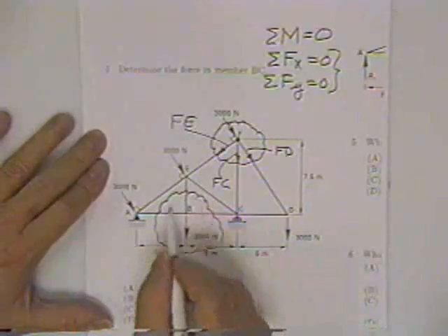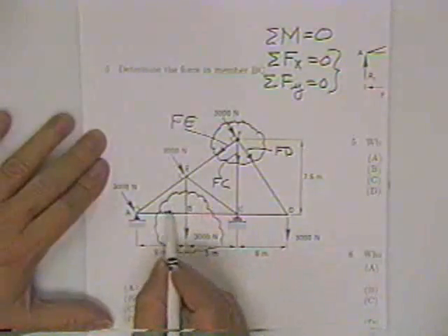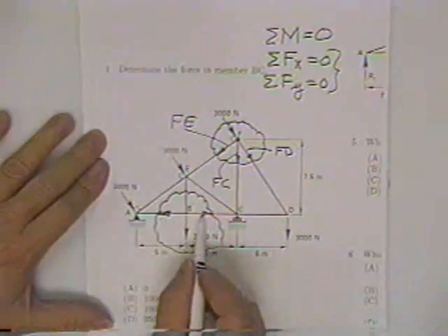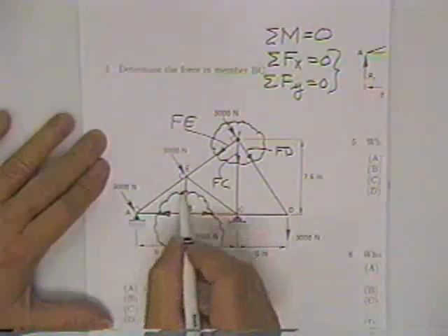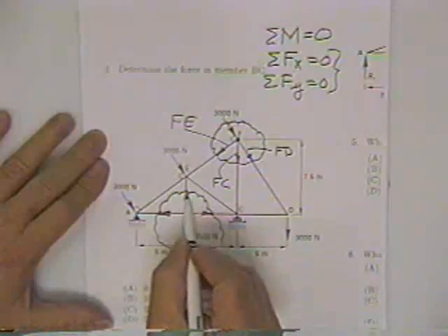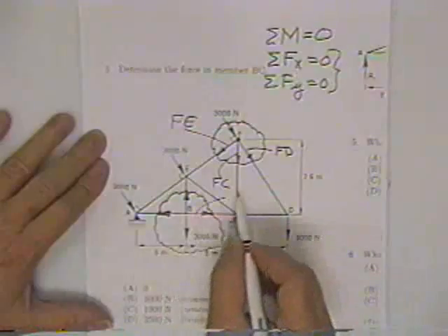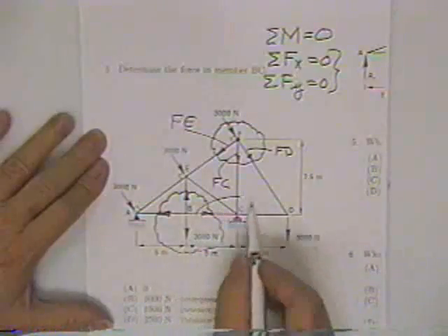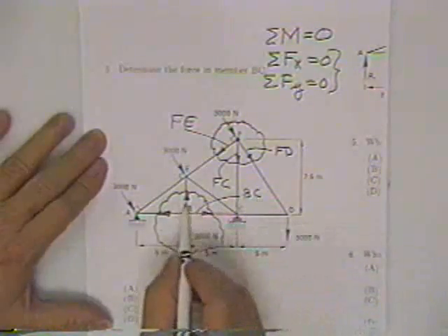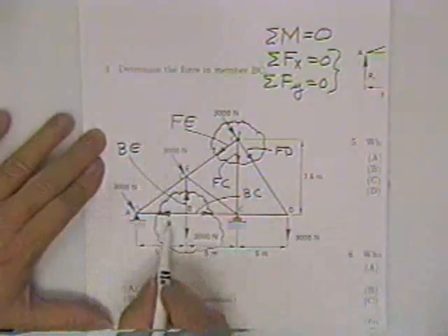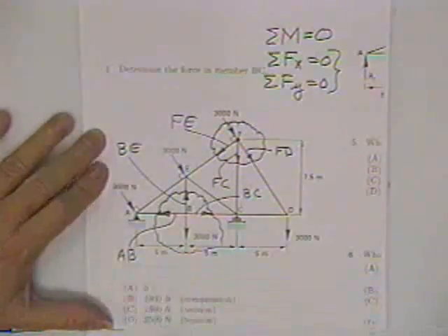In this case, when I cut out joint B and properly show what I think the forces are doing, put names on them. You really need names on them. This guy's name is BC. This is the force in BE. This is the force in BA or AB.